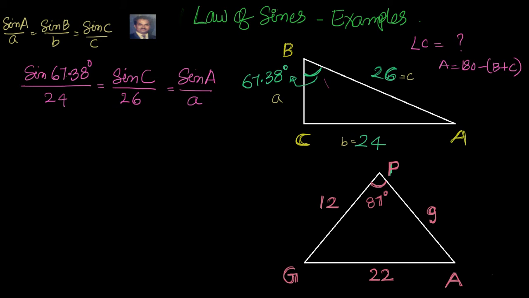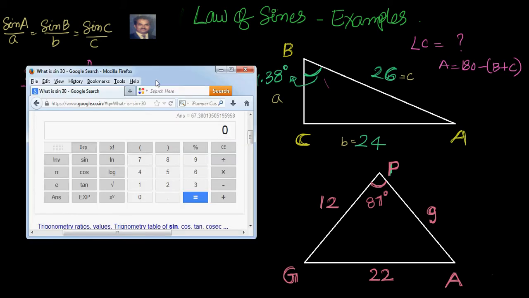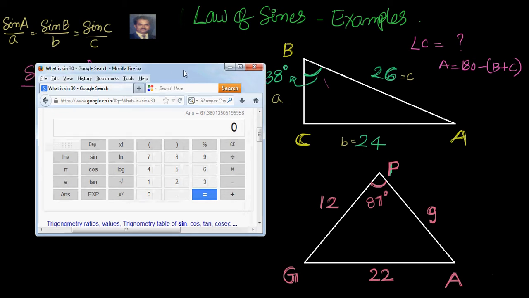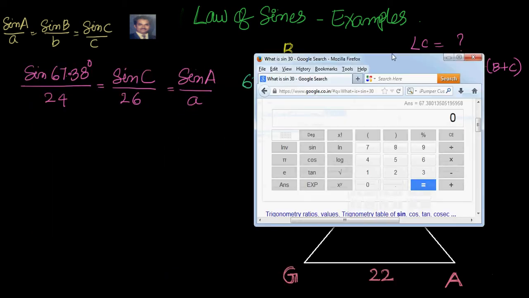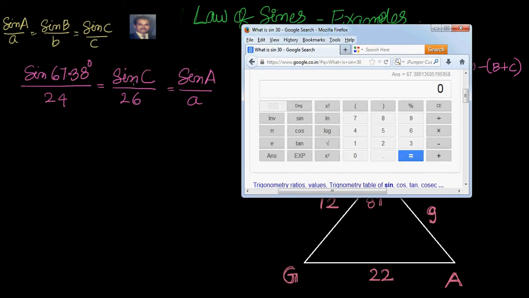Okay. Now let me just pull out the calculator. Let's see what it says. So what do I have to find? I have to find sine of C. That's nothing but 26 by 24 into sine of 67.38.